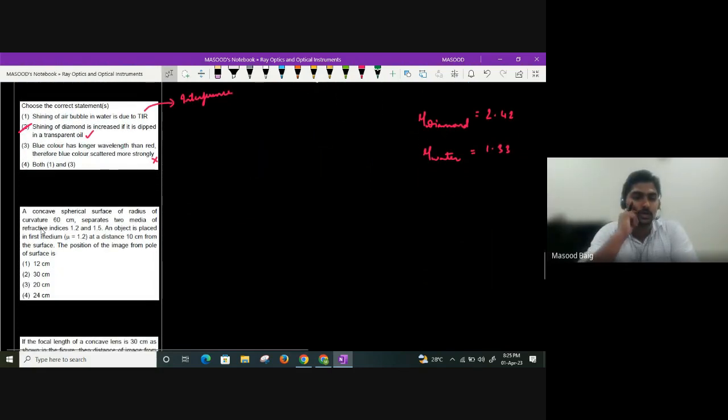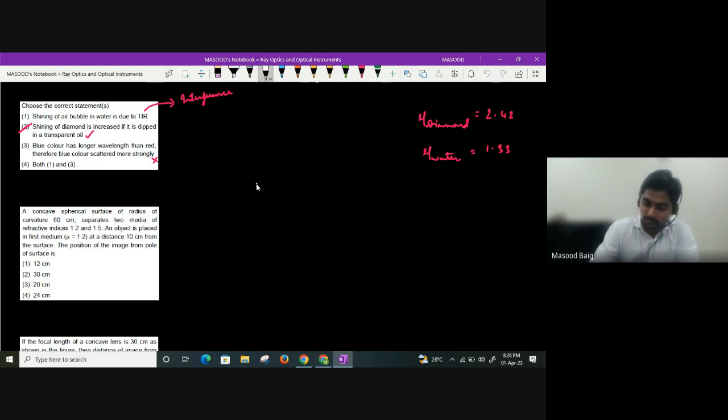What they have given? A concave spherical surface is given of radius of curvature 60 centimeters, separates two media. One has a refractive index 1.2 and the other has a refractive index of 1.5. An object is placed in the first medium at a distance of 10 centimeters from the pole, from the surface. Position of the image from the pole, they are asking. Concave spherical surface. Concave means what is the condition? Should it bulge inwards or not? This is our concave surface. So they have given, there is a concave surface, it seems, which is separating two transparent media, guys.